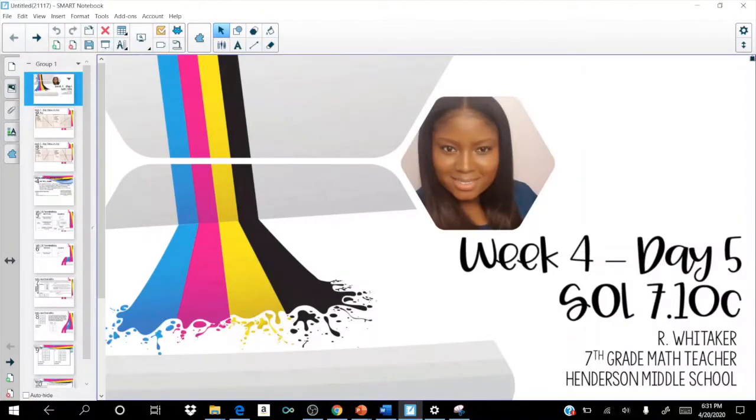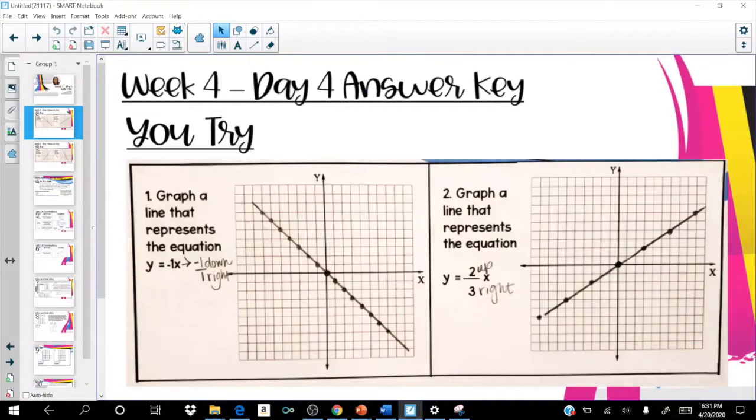Let's get started. This is week 4, day 5, and we're going to be discussing SOL 7.10c. First, let's review the You Try questions from yesterday's lesson. Check your answers. Take some time to see what you did differently. If you answer any of the questions incorrectly, then correct your answers. I will go over some of the questions with you.